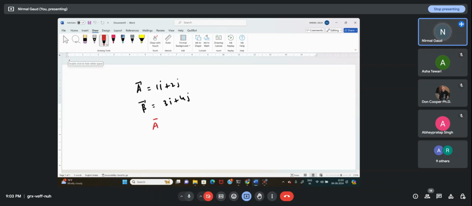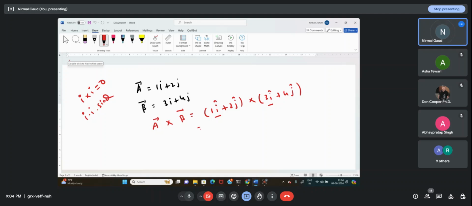So if I take a vector cross b vector, it can be written as 1i plus 2j cross 3i plus 4j. Okay, and if I take the cross between them, so i cross i, this is 0. i cross i is 0 because cross is taken as sine theta. And between the same vectors, the angle is 0 and sine 0 is 0. So 1i into 3i is 0.